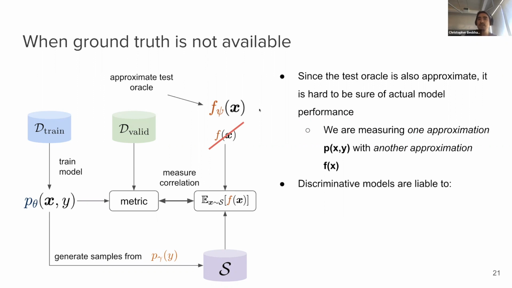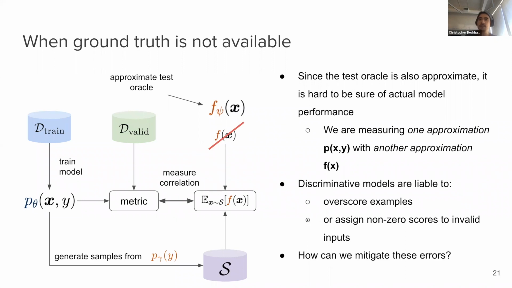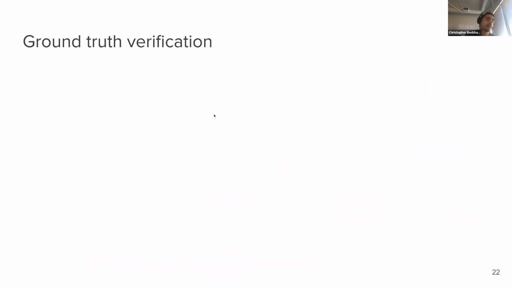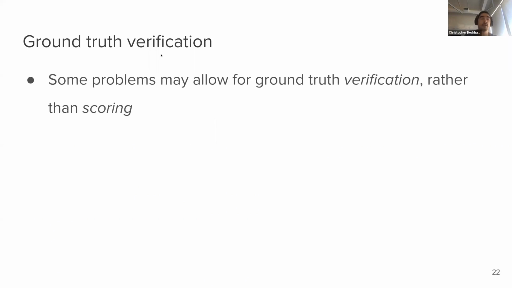And as I said earlier, discriminative models are liable to overscore examples, and they're also liable to assign non-zero scores to invalid inputs. But I do think there is a compromise one can make to accommodate this. I already talked about the first point, which is to mitigate this by regularizing the oracle, but there is a potential way that you could mitigate this in this scenario. I'd propose this thing called ground truth verification.